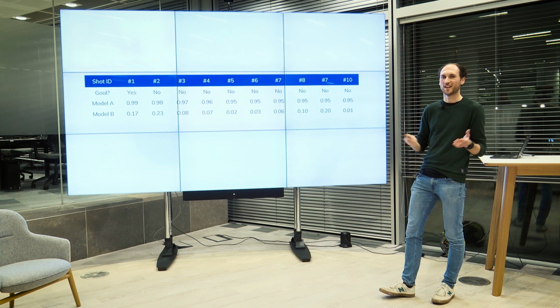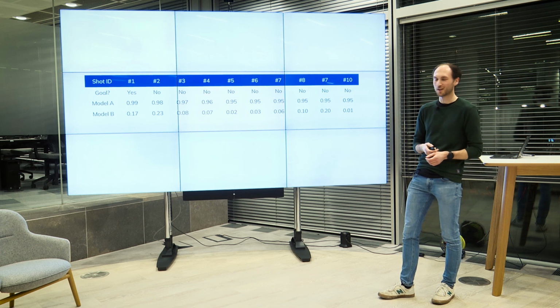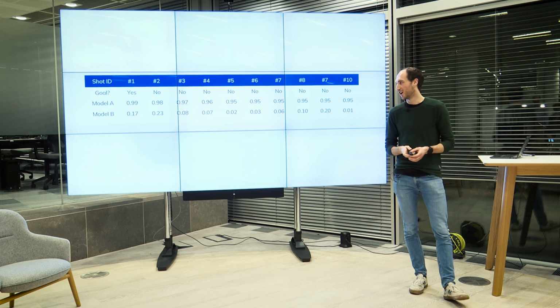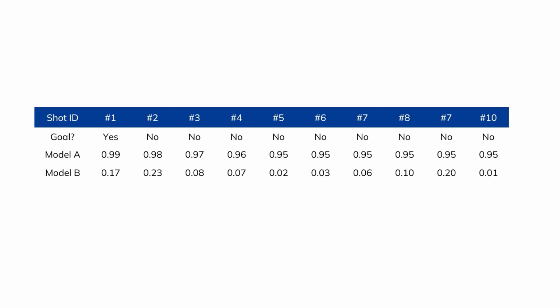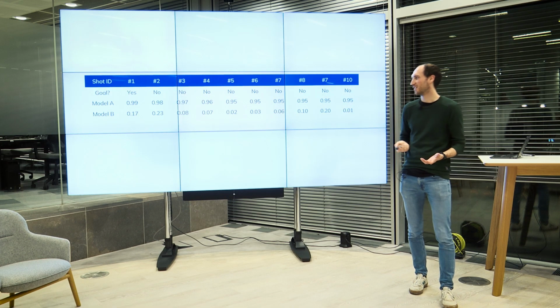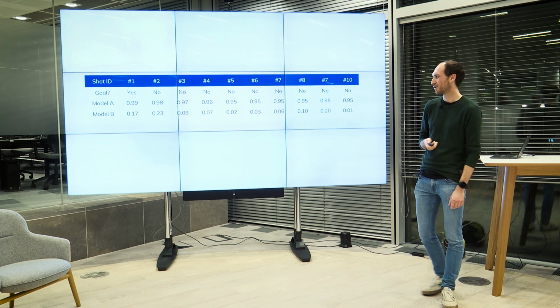So as a data scientist, if you would have to bring one of those models into production, who would bring model A into production? Raise your hand. At least one, yeah. Who would bring model B into production? Yeah, more people. So I agree that I would indeed bring model B into production.